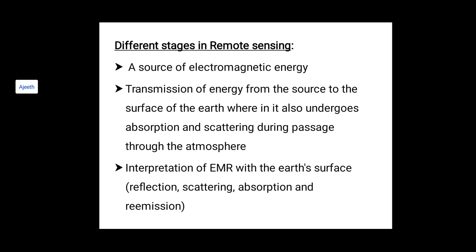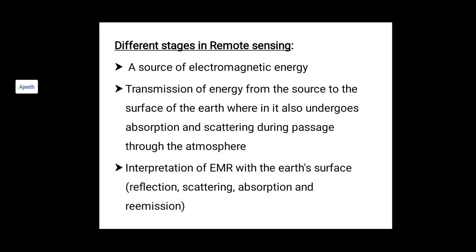So we have to have a source of electromagnetic energy, right, through which the beam of light can be passed. It reflects back, it is taken back by the sensors and it is processed. Next is the transmission of energy from source to the surface of the earth, where it also undergoes absorption and scattering during passage through the atmosphere.